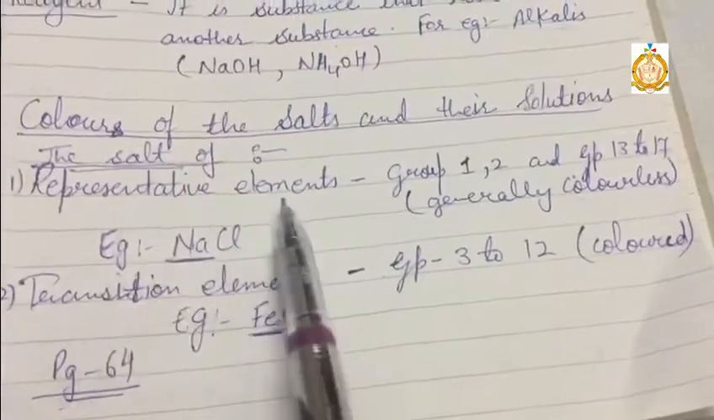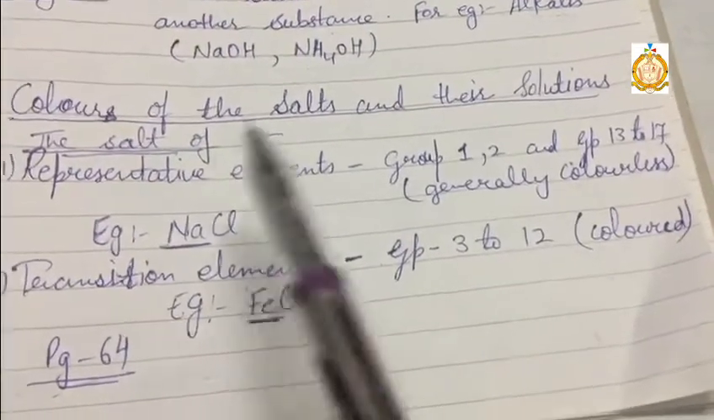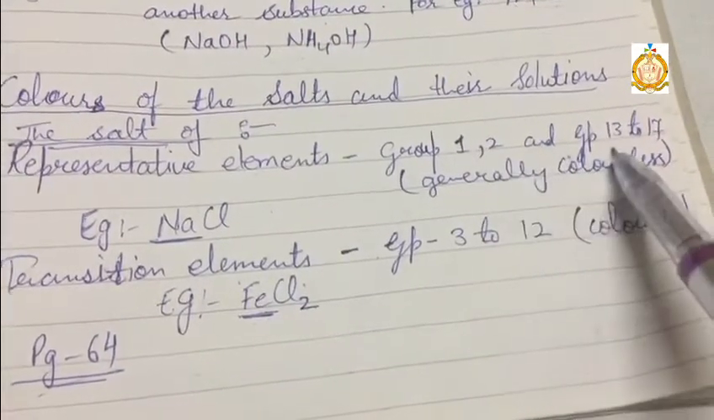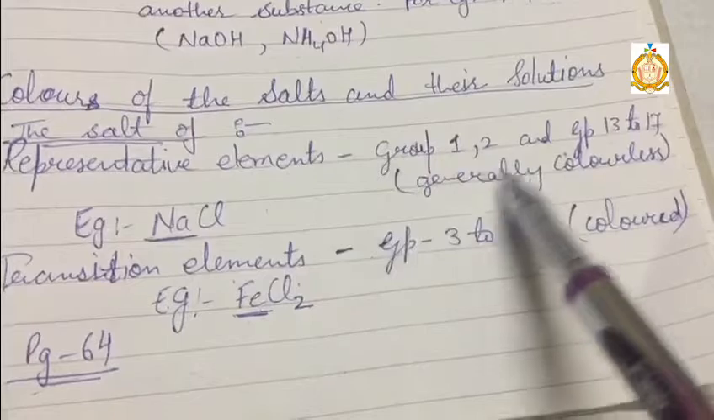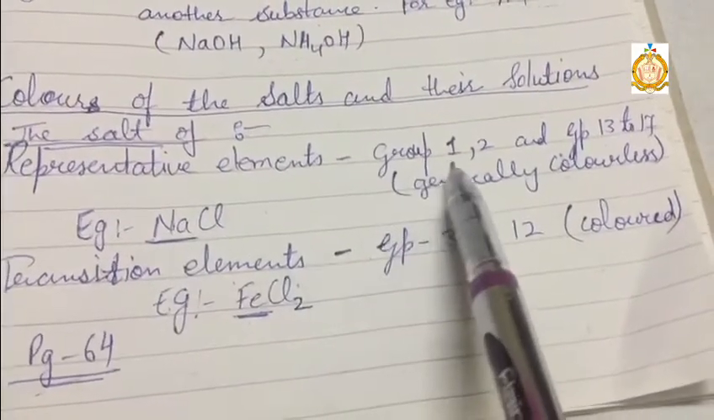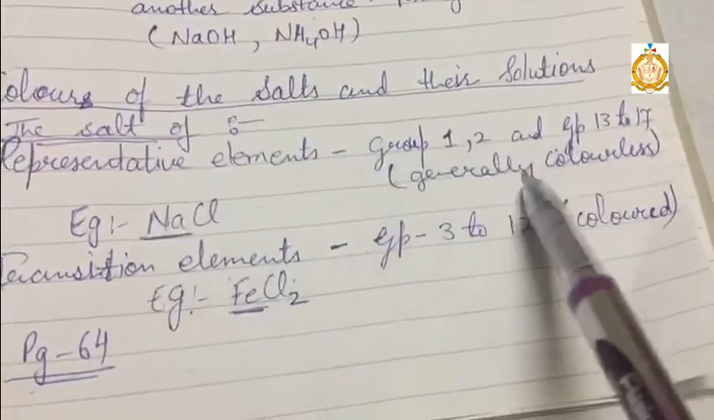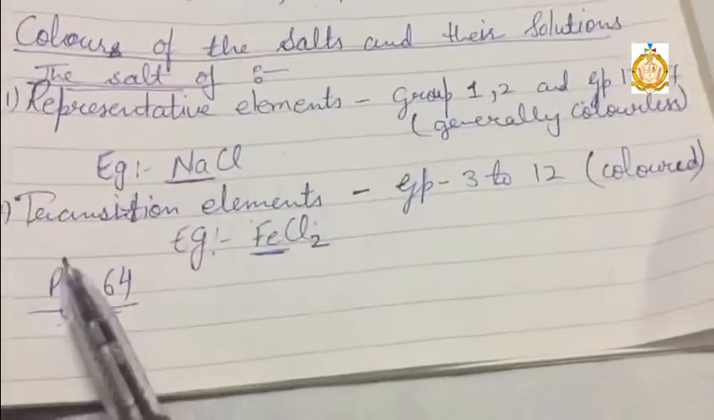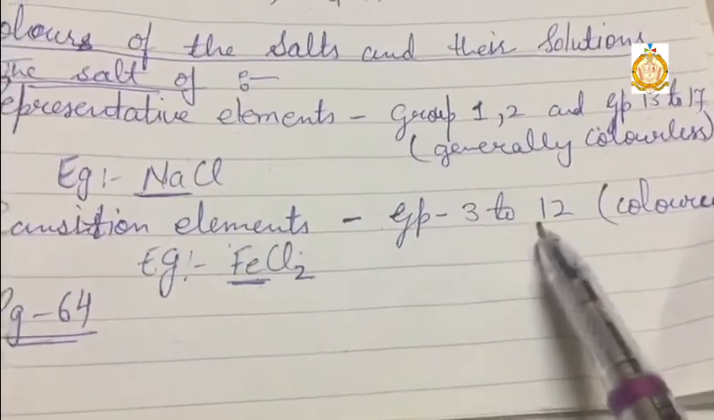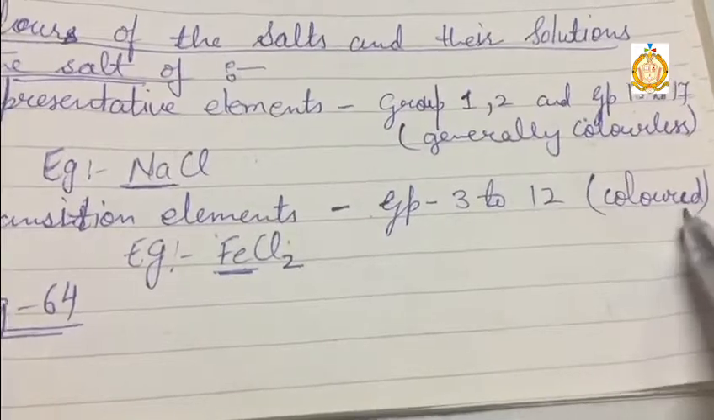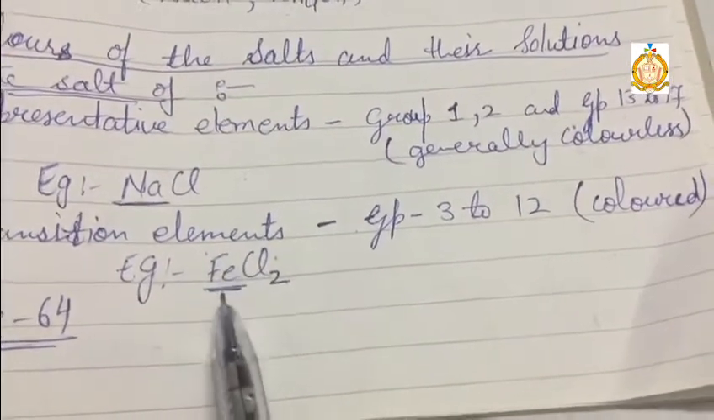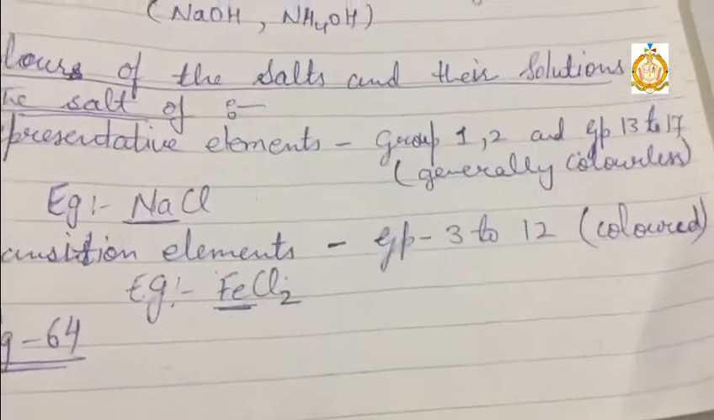We compare the salt of a representative element and the salt of a transition element. Representative elements lie in groups 1 to 2 and 13 to 17. Their salts are generally colorless. Example, sodium chloride. Sodium lies in group 1, so this salt is colorless. Transition elements lie in groups 3 to 12. They are generally colored. Example is ferrous chloride. Ferrous lies in group 8 and it is colored. The color of ferrous is light green.